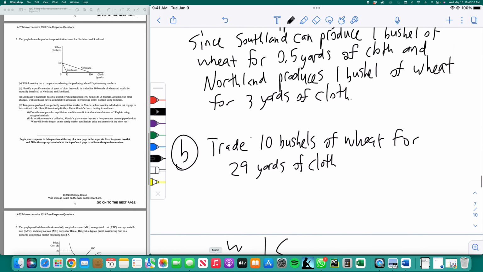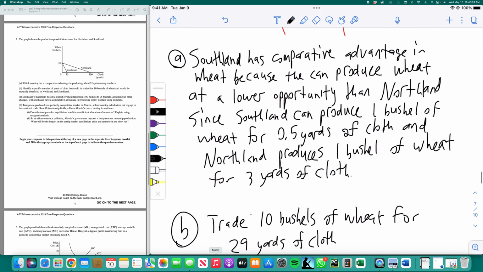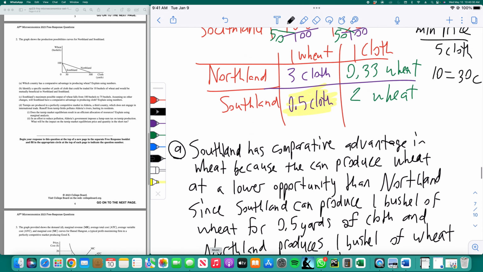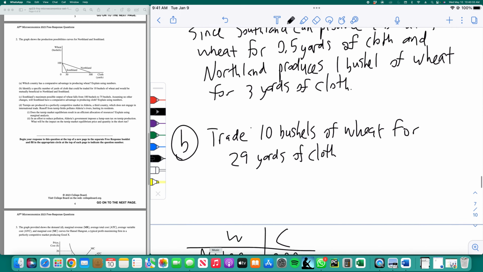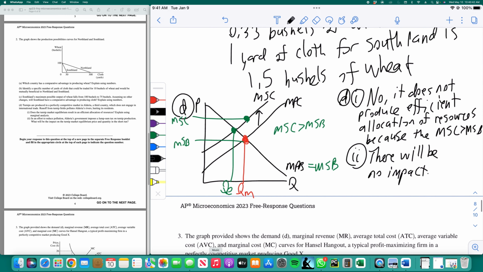Okay, so that was all of question 2. All right, all we had to do here was find the comparative advantage. Okay, we did the chart, found the opportunity cost. Then we had to figure out what is a beneficial price. As long as it was in between the opportunity cost numbers, we were good. We then had to change the opportunity cost chart because we changed the production numbers. And then finally, we looked at a negative externality. And the reason it doesn't produce efficient allocation of resources is because your marginal social cost is more than your marginal social benefit. Again, you do not have to draw the graph. However, that's what it would look like. And then part D, double I, a lump sum tax will do nothing. There will be no impact.